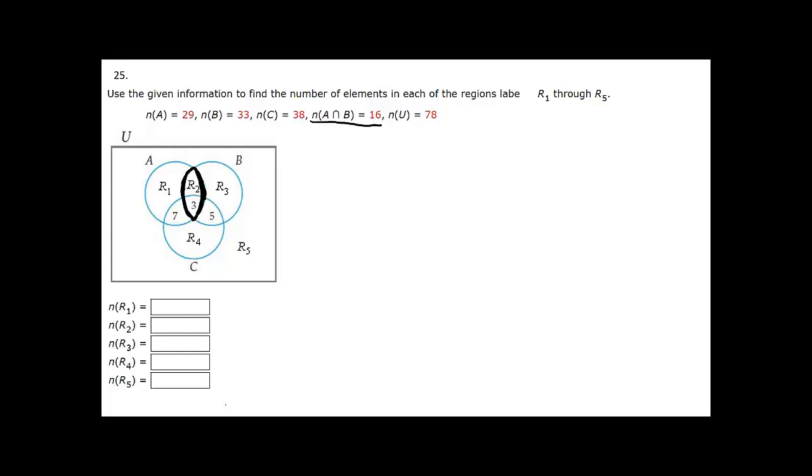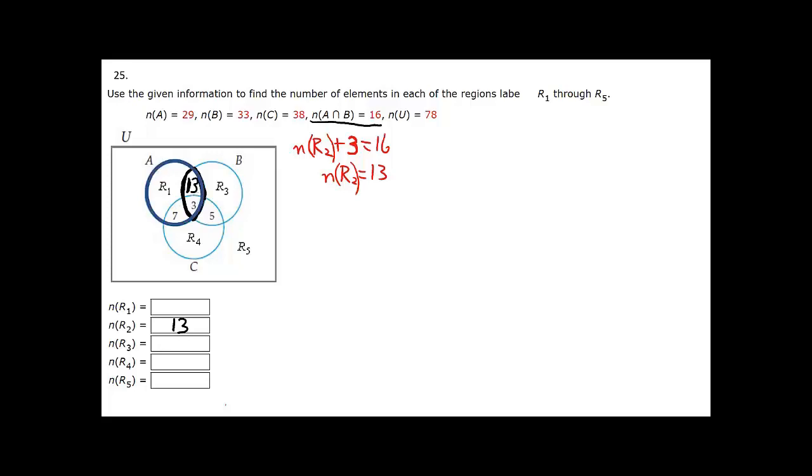And they tell me that it's 16, but I already have 3 inside that football shape, so that means I have 13 more that I need to put in order to get 16 inside that football shape. So the number of elements in R sub 2 has to be 13. And then you sort of keep going.